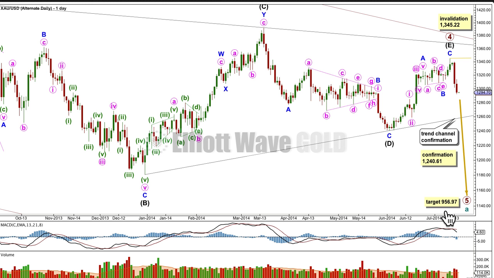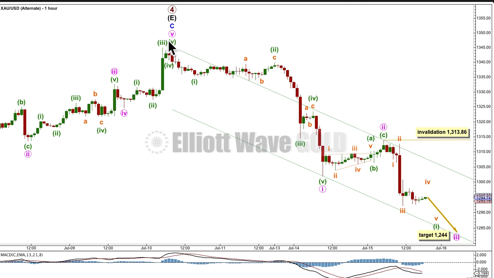Primary wave 1 was really quick, it lasted only 3 weeks. I don't expect primary 5 to be that quick, it's probably going to be a bit more long lasting. Let's have a look at how this downward movement is unfolding on the hourly chart, where it begins at this point here. So I'm still seeing a 5-wave impulse complete here for a first wave, and a second wave correction complete here. For this alternate though, the target is lower. 1244 is where minute wave 3 would reach 1.618 the length of minute wave 1.